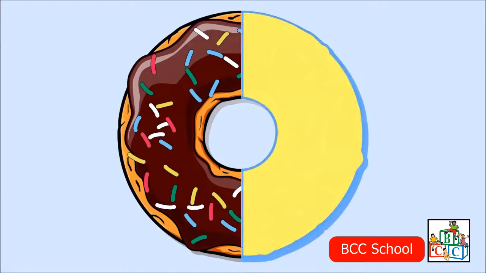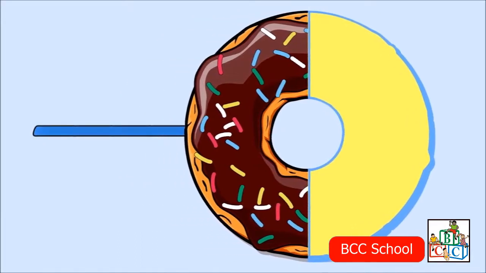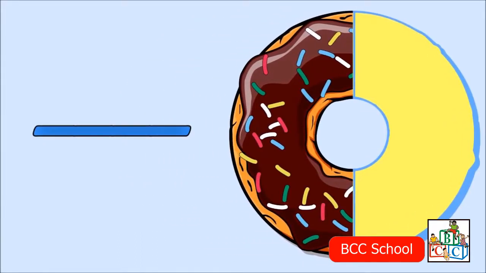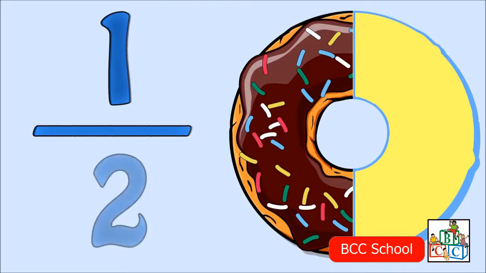You can see a donut on the screen. What is the fraction of the donut which has been eaten? 1/2, which is half, means half of the donut has been eaten.